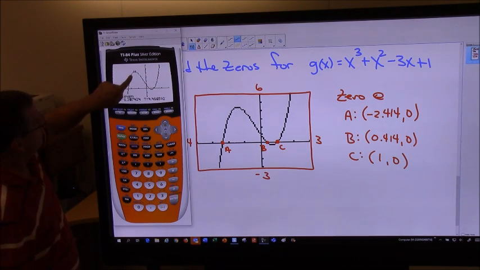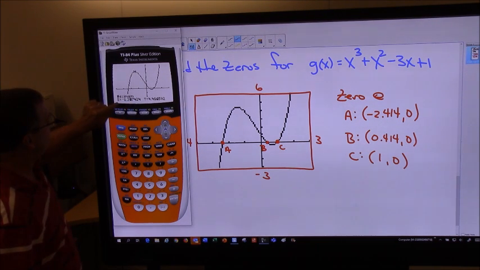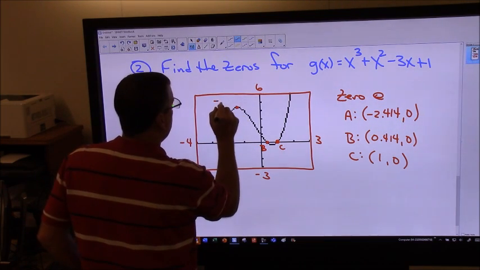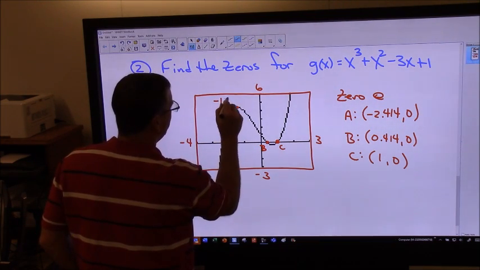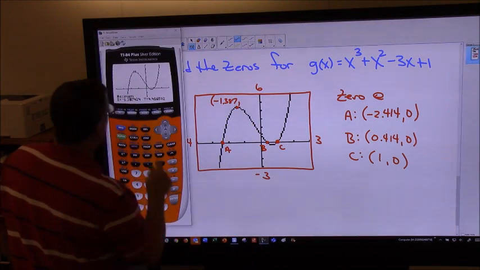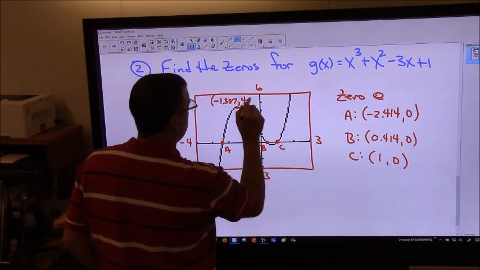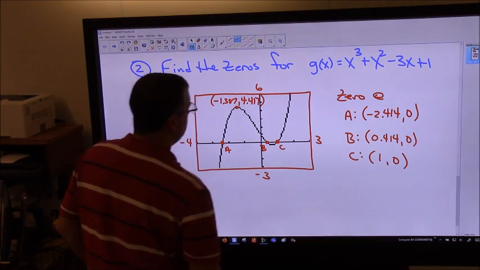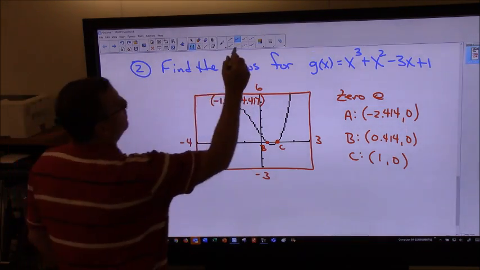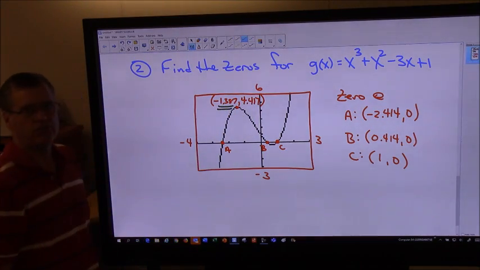All right, so there's the relative maximum. Here are the coordinates right here. So I'm going to go ahead and write that down. This is the point -1.387, comma, what's my y coordinate? 4.417. That's where my relative maximum is. And remember, I'm going to highlight this in a different color. When I talk about intervals, I'm only interested in the x value.